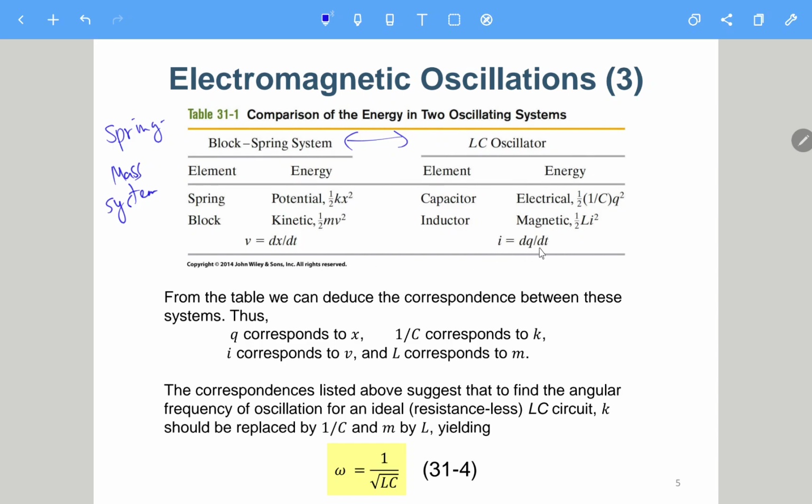derivative: I equals dq/dt, and this is v equals dx/dt. This is the velocity or the speed. So you just try to correlate all the things, then you will get oscillation, the frequency of oscillation.